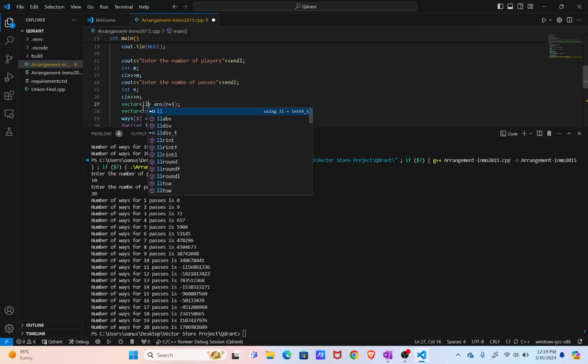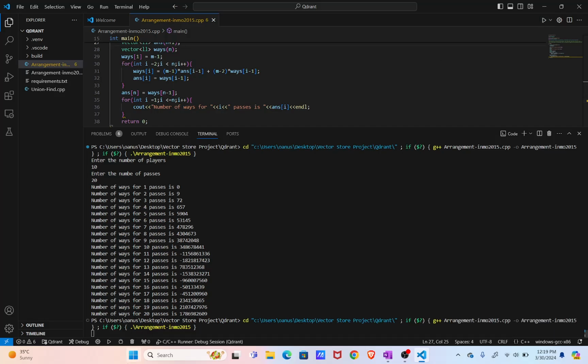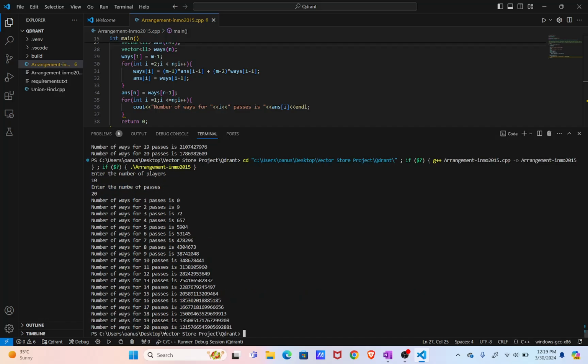These are just the kind of storage units we can use in programming, in C++ to be specific. This is C++ code. If I do that, will I be able to avoid overflow? Let's see. So let's say there are 10 players and 20 passes. Yeah, beautiful. This is the power of computing, my friends.